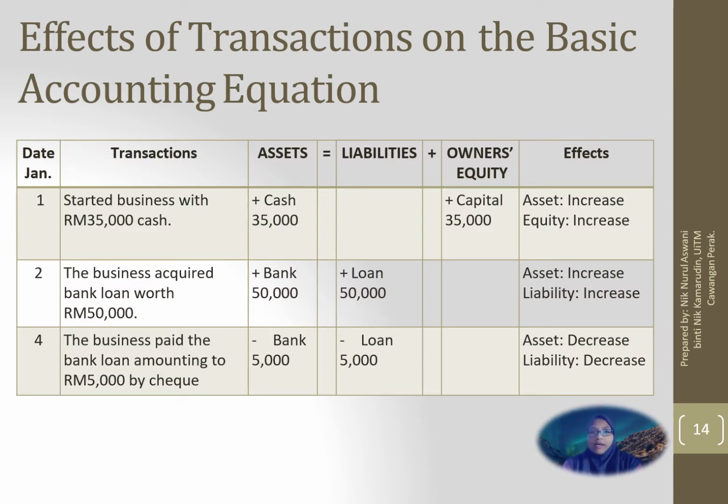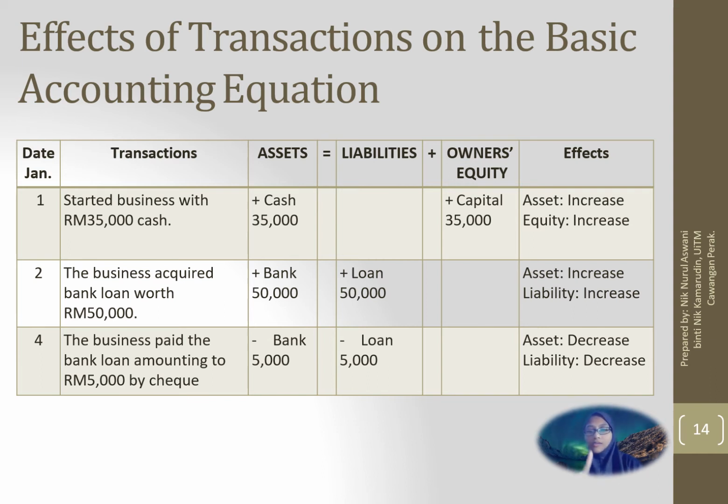Here are three examples of transactions to show how they affect the basic accounting equation. The basic accounting equation is asset equal to liability plus owner equity. Let's say, for example, you started business with 35,000 cash. You, as the owner, brought cash of 35,000 ringgit into the business. You have to always remember that the owner and the business are two separate entities.